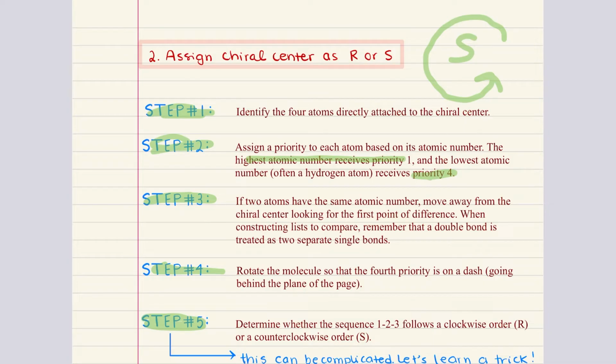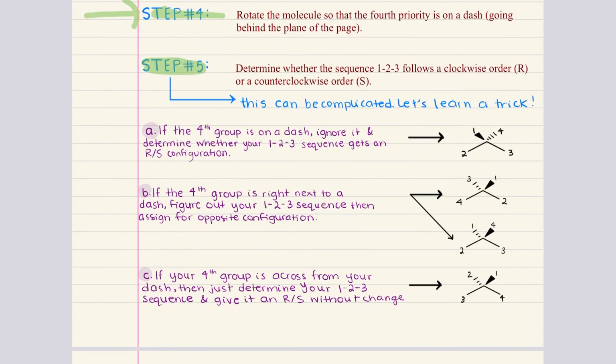Now let's go back to step 4. This is going to be really important for us. We need to learn how we deal with a scenario where our 4th priority group is not on a dash. We're going to use a trick so that we're not wasting too much time on the MCAT trying to rotate things in our head. So here are our 3 scenarios and what we can do to handle that fact and assign the correct R or S configuration.